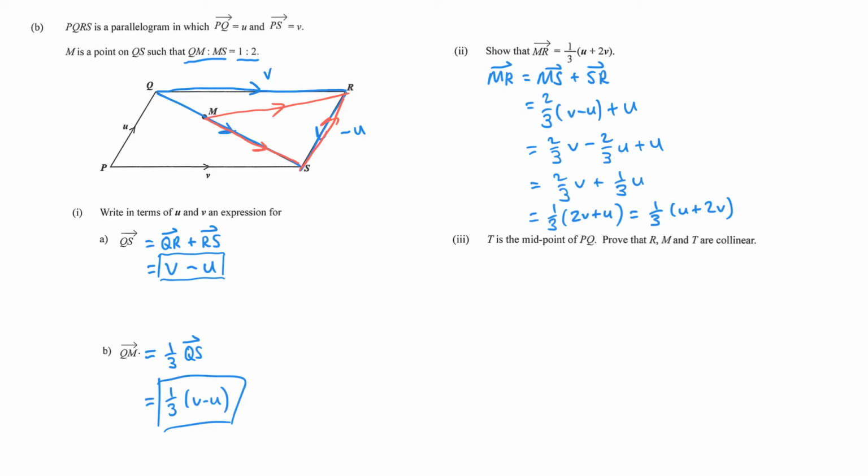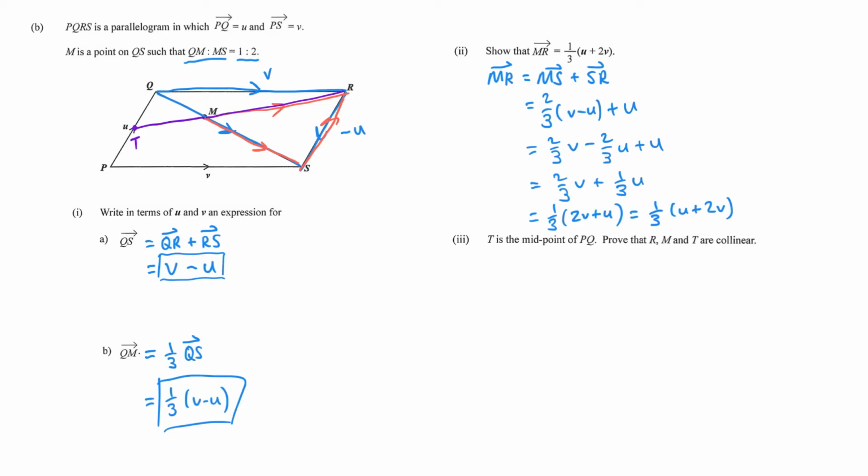In part 3, we're told that T is the midpoint of PQ, and we want to prove that R, M, and T are collinear. So let's start by drawing T on our diagram. Let's draw in line segments TM and MR.